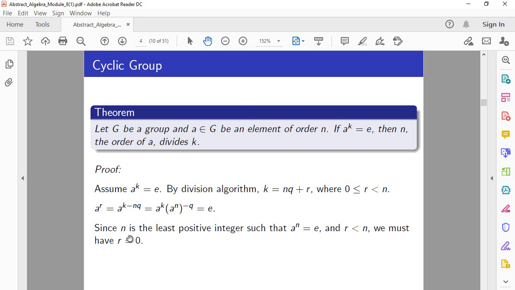But wait a minute, n is the least positive integer such that A to the n is the identity, and r is even smaller than n, and A to the r is the identity. So we must have that r is 0. But if r is 0, then k is a multiple of n. So we get that k is nq, and n, which is equal to the order of A, divides k. And that completes the proof of this theorem.